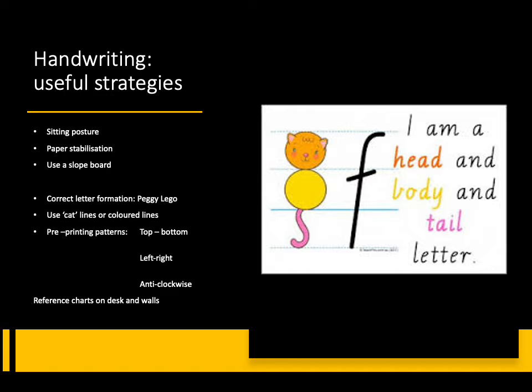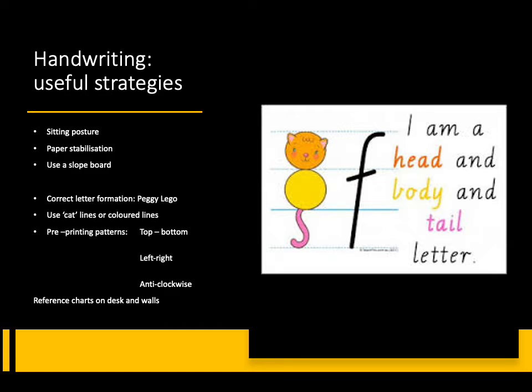Using cat lines or coloured lines, like you can see in the right hand side picture, so the children can trace things. Having lots of pre-printing patterns. So we need to think about the way that we write in the English language: we organise things from the top to the bottom and from the left to the right, and more often it's in an anti-clockwise direction when we're forming letters like our D's, our A's, even our E's. Lots of our letters have an anti-clockwise direction to them.